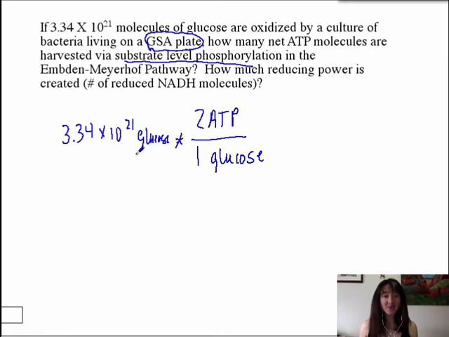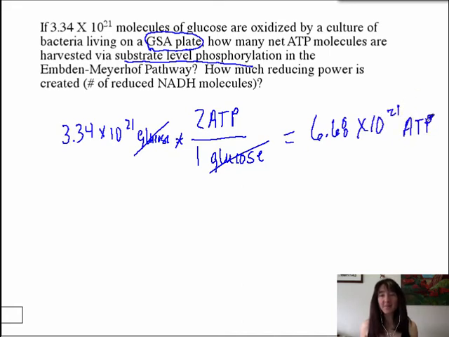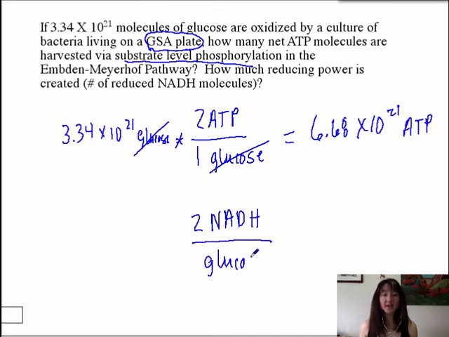And excellent, we get to cancel units. It feels so good. And we can get 6.68 times 10 to the 21 ATPs being net. Now, it shouldn't be terribly hard to go from there to get the number of NADH molecules, because of course we recall that the stoichiometry is the same. There are also 2 NADHs yielded for every 1 glucose molecule that is oxidized in the Embden-Meyerhof pathway. So I'll let you finish off the math on that one.